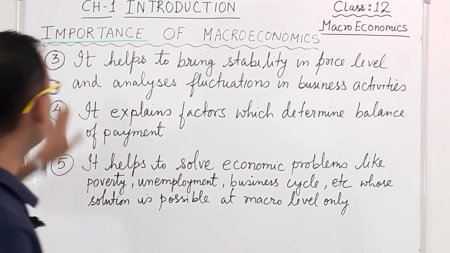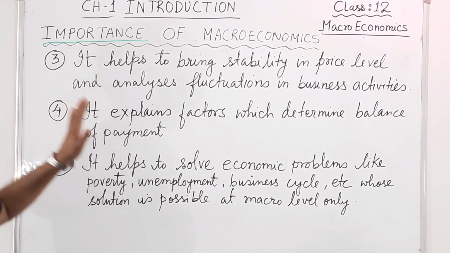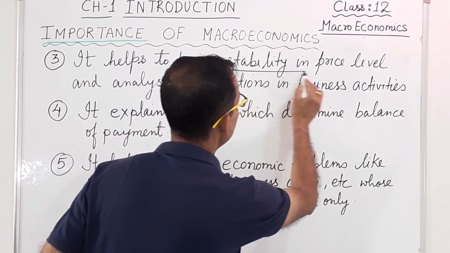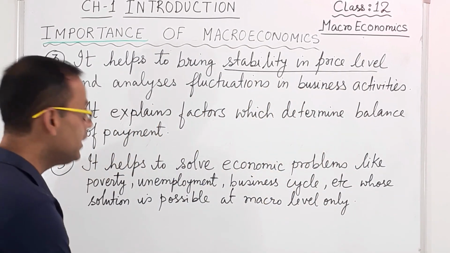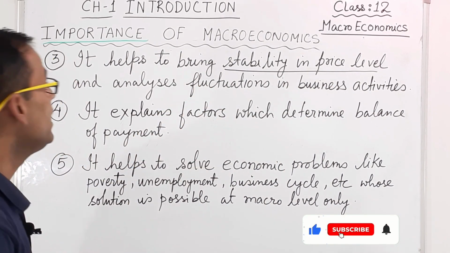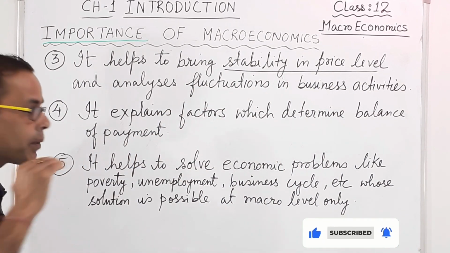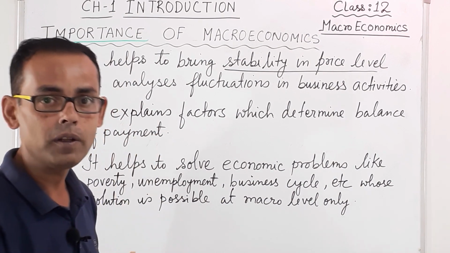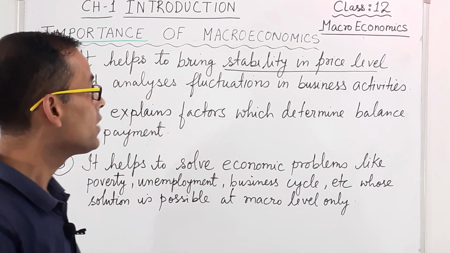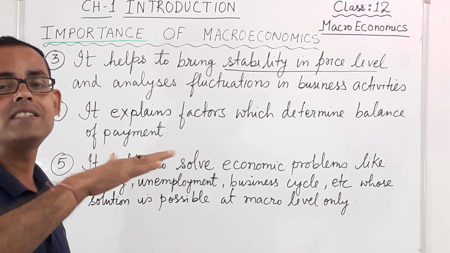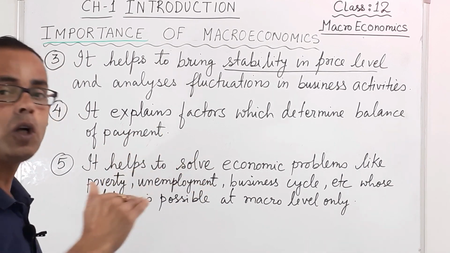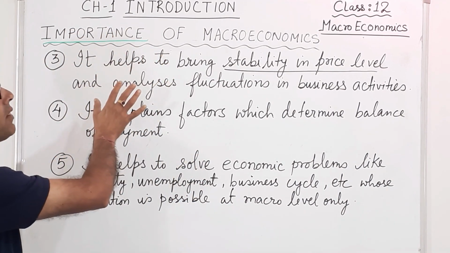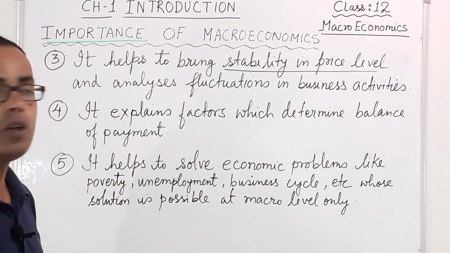Now the third importance. What is the third importance? It helps to bring stability in price level. So what will be this stability in price level? Control the prices. The prices of goods sometimes fall, sometimes rise. But we have to maintain a stable price, so it should not go higher. So macroeconomics helps us to make the prices of goods stable.